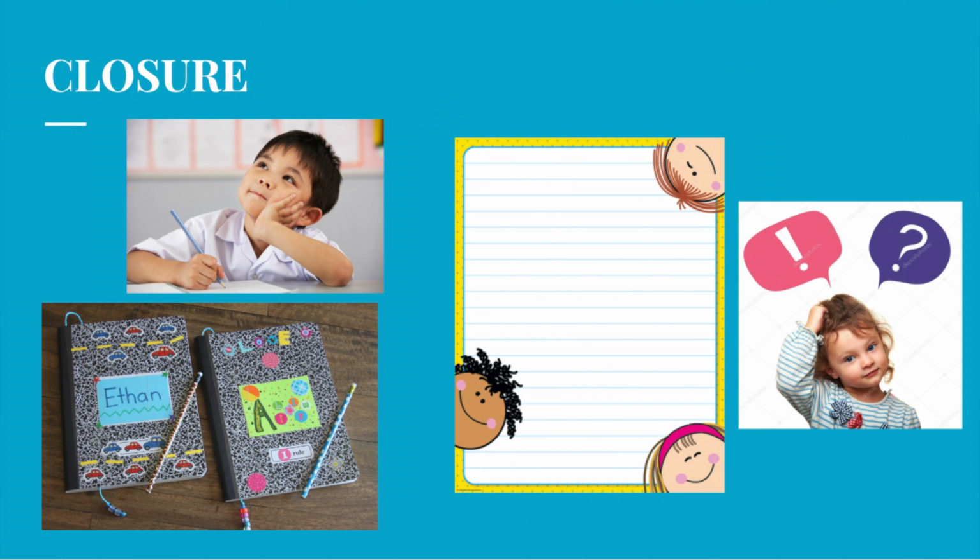For the closure of the lesson plan, the students will be asked to get their journals and write 2 things down. One will be to write something new that they learned, and the other one will be a question or comment they might have for the teacher.